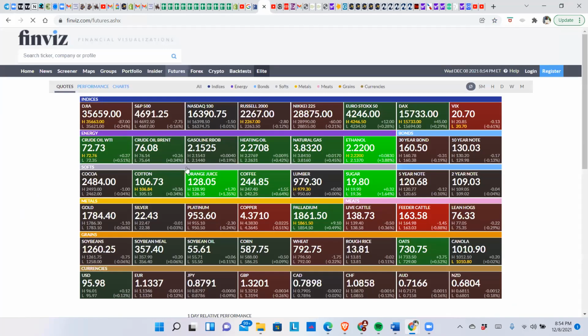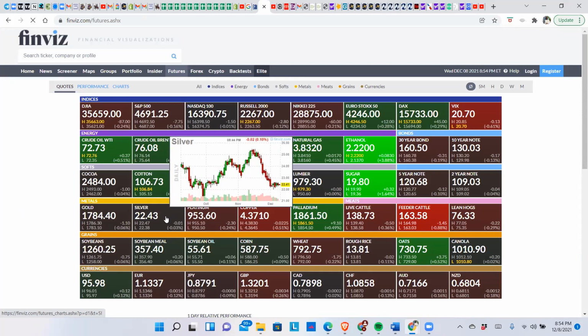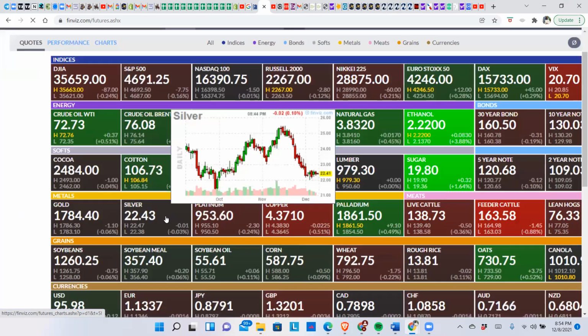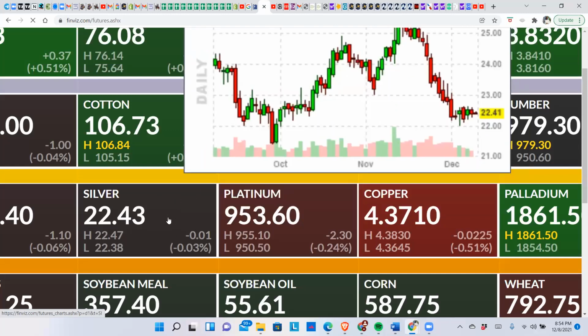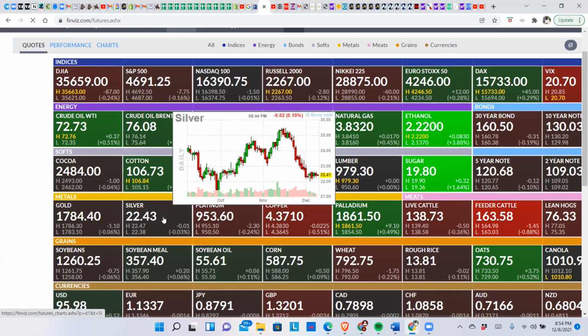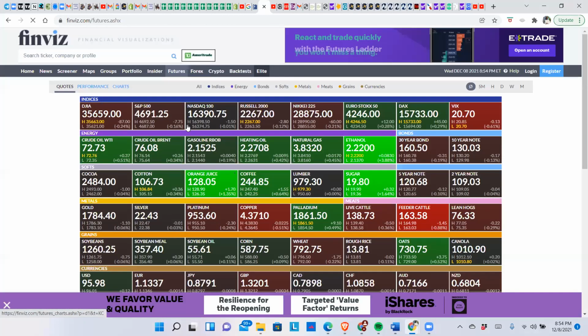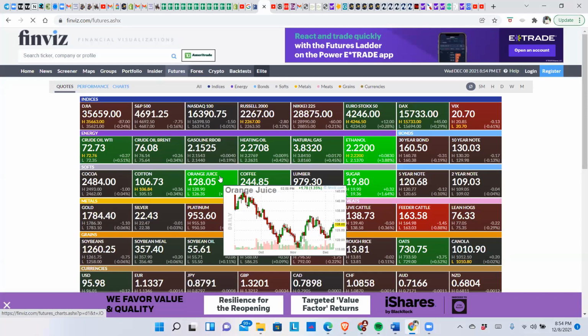If you go to FinViz, where we're always coming in to look at our market and how it's behaving, where is silver? Silver is right here. It's gray at the moment, which means it's just staying in the same place, right? So remember, this is a good place to come and see how the market might play out.